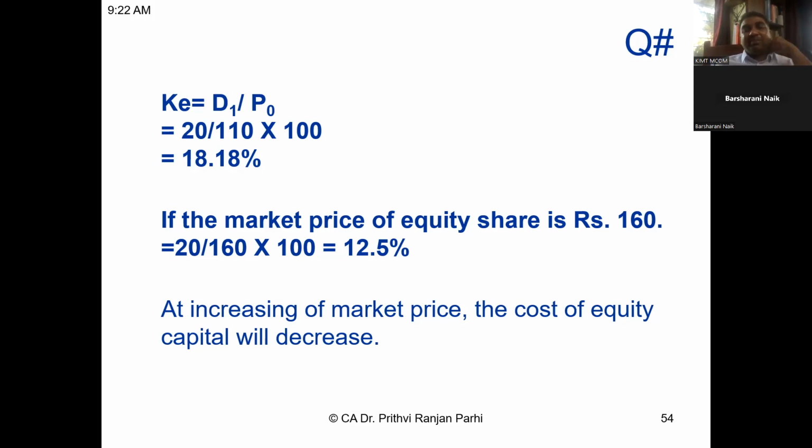Now, the question is again asking, if the market price of equity share is rupees 160, how to compute cost of equity? Friends, here the dividend payment is the same 20 rupees, but the market price is 160. So if you apply the formula D1 by P0, it's 20 by 160. But if you want to express it in percentage, multiply it by 100. So 20 by 160 into 100 becomes 12.5%. When the market price was 110, the cost of equity was 18.18%. And when the market price is 160, the cost of equity is 12.5%.